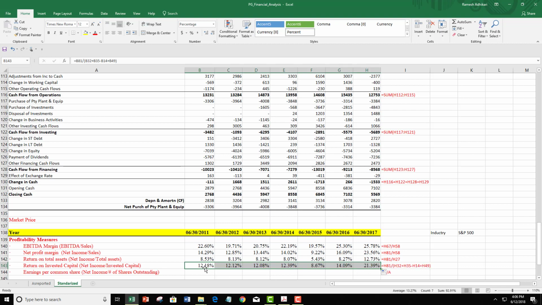So now this is the return on invested capital, and you can always compare this return on invested capital with a weighted average cost of capital and then see whether the company is adding value or destroying value.